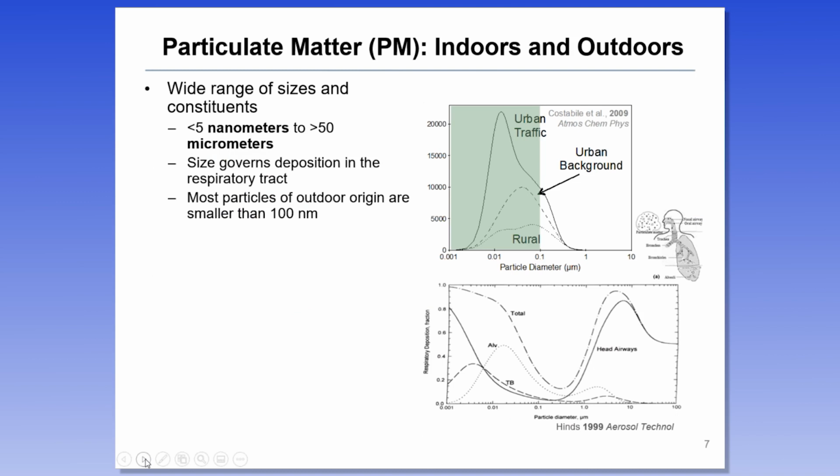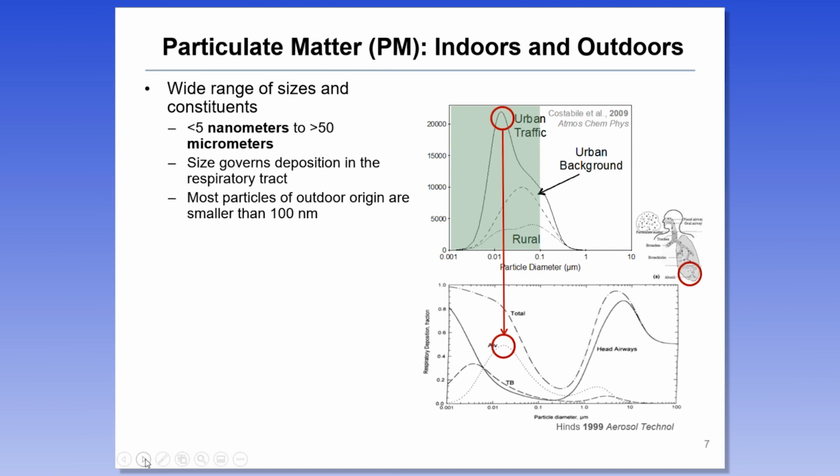And I mentioned a wide range of sizes and composition. In any indoor and outdoor environment, you'll have particles that range from as small as a few nanometers to as large as tens of micrometers or so. And size is really important for a number of reasons. First and foremost, because size governs deposition in the respiratory tract. So for example, some smaller particles, sort of under 100 nanometers and maybe even smaller than that, tend to penetrate into the deeper regions of our respiratory system. So smaller particles can penetrate past our head airways and enter, for example, the alveolar region in our lungs where gas exchange occurs with the blood.